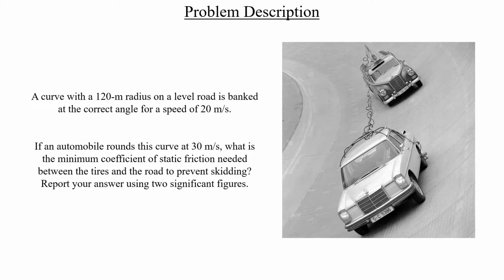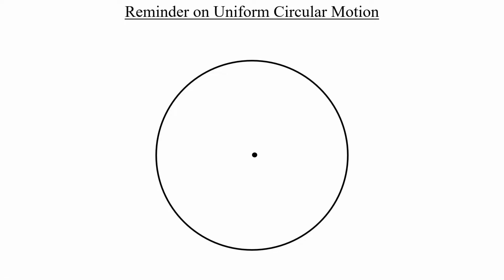Since banked curves are directly related to circular motion, it's probably a good idea to recap some quick things worth remembering. Whenever an object engages in circular motion, that object will experience a centripetal acceleration which points towards the center of the circle, like this. We also know that F equals ma, Newton's second law, works in circular motion as well. And since the acceleration vector points towards the center, that equation means that the net force vector is going to point towards the center too.